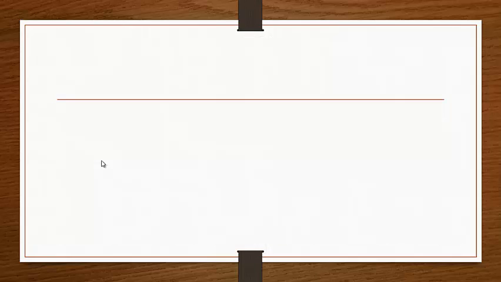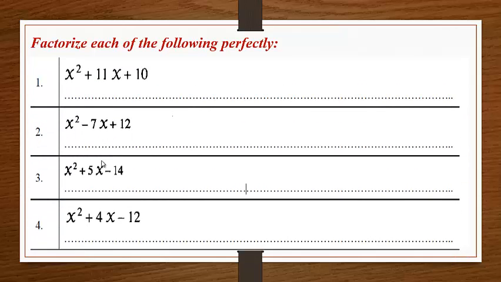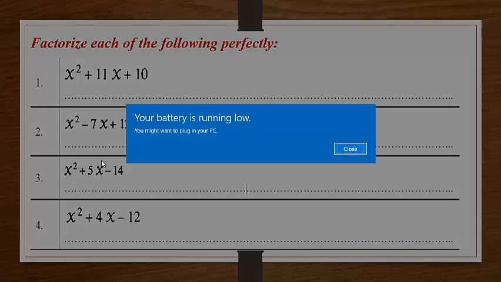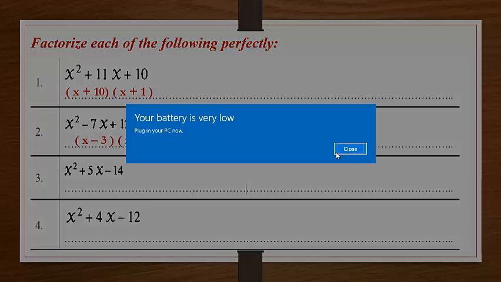Another example: factorize each of the following perfectly. X power 2 plus 11x plus 10: we will open two brackets and write x and x, with 10 factorized to 10 times 1. X power 2 minus 7x plus 12: we will factorize x power 2 to x times x, and 12 to 3 times 4, and the two brackets will be negative, and their sum equals negative 7.